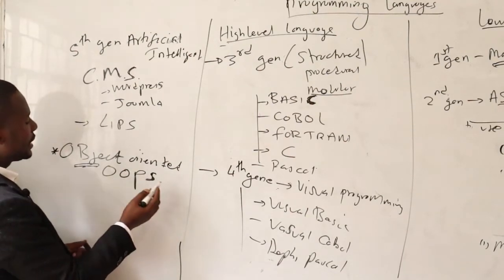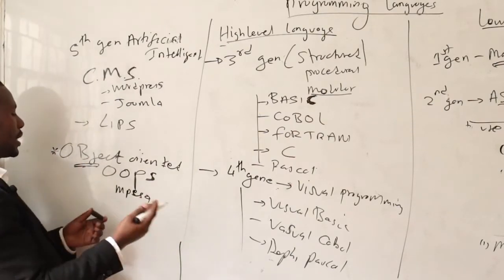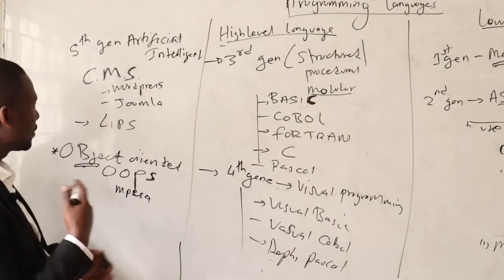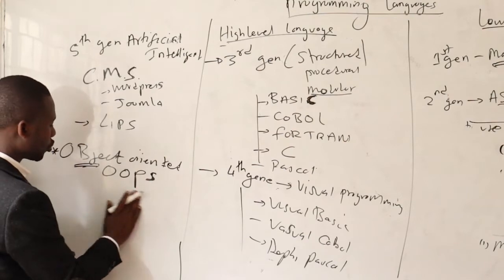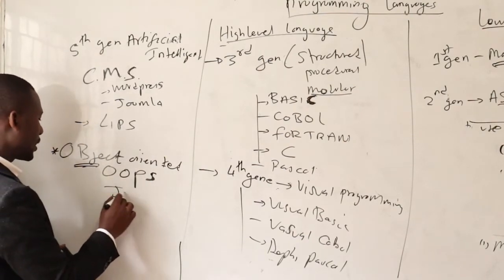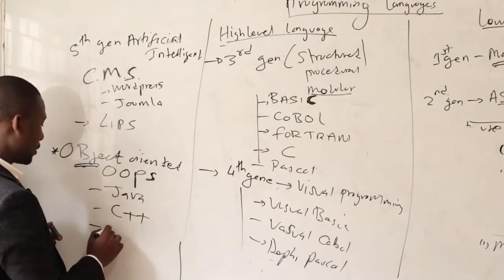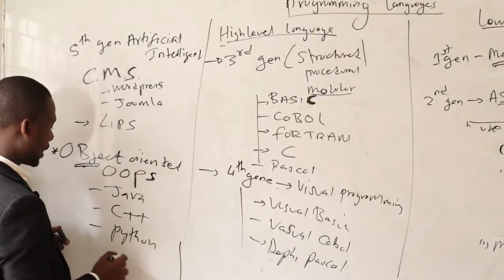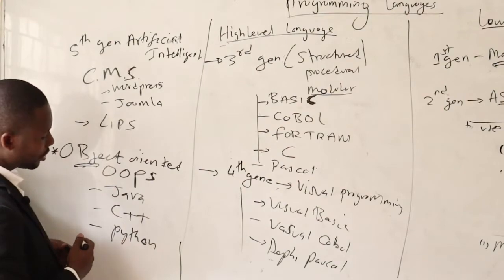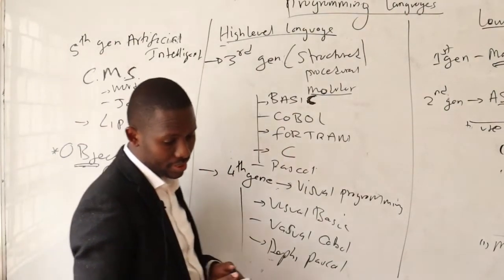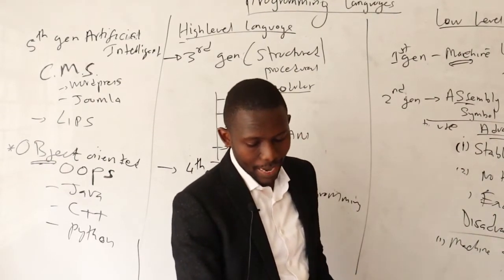Like M-Pesa, for example, is an application that can be integrated with anything else that needs to transfer funds from one location to another. So it's through the object approach. And here we have languages like Java, C++, and Python, and such high-end languages that are used to develop systems through the object-oriented approach.